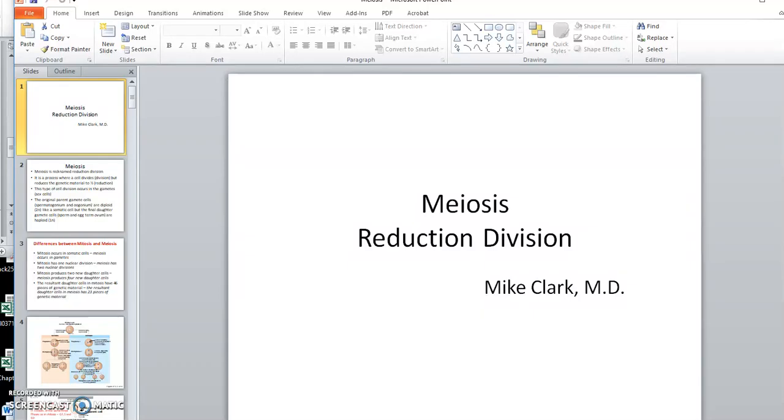Okay, class, I'm going to talk on meiosis. I am not going to do an extensive discussion of this. The only reason I'm bringing this up is to compare and contrast it to mitosis. Mitosis was in somatic cells. Mitosis was an exact duplication of cells.